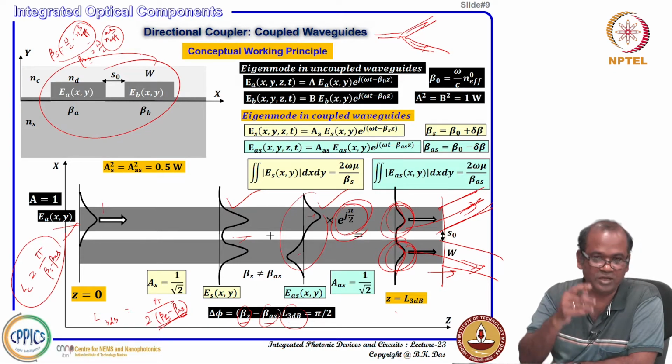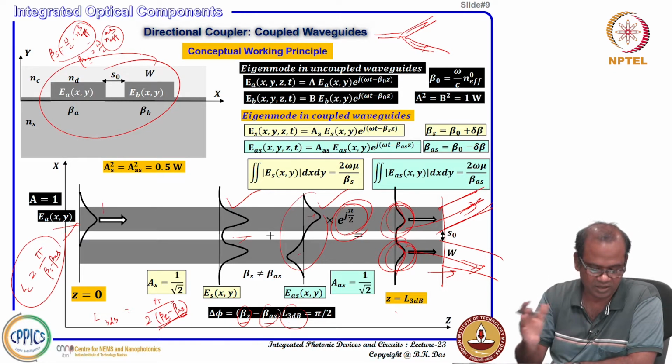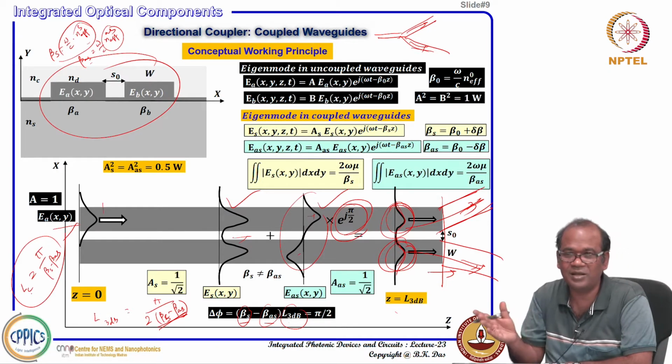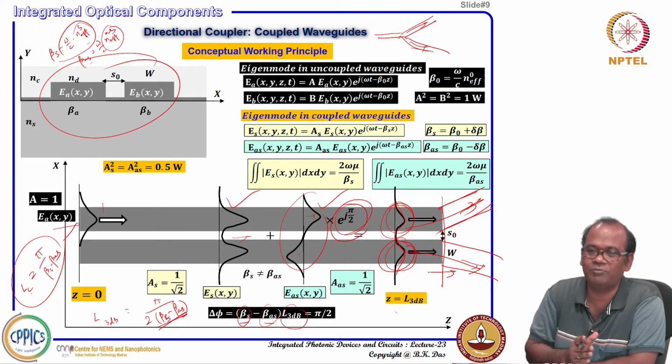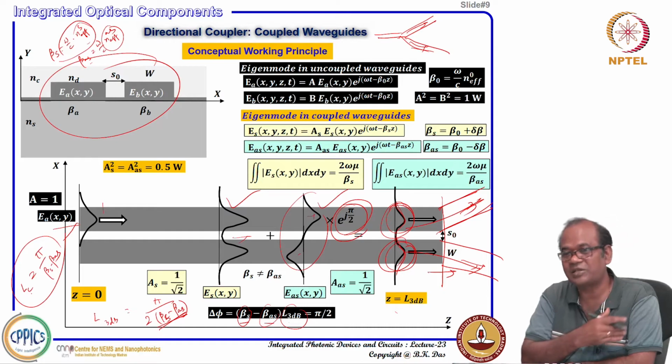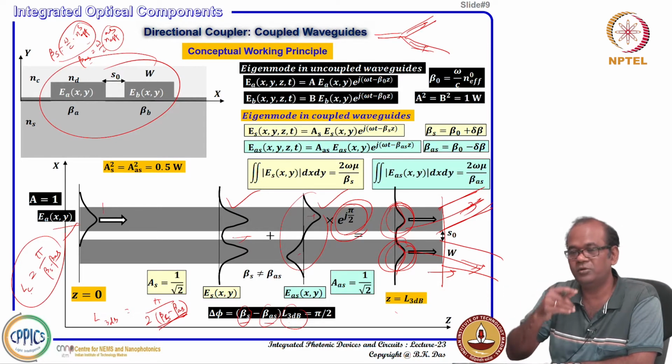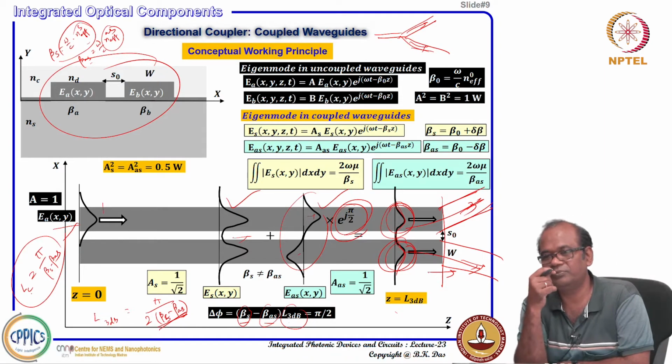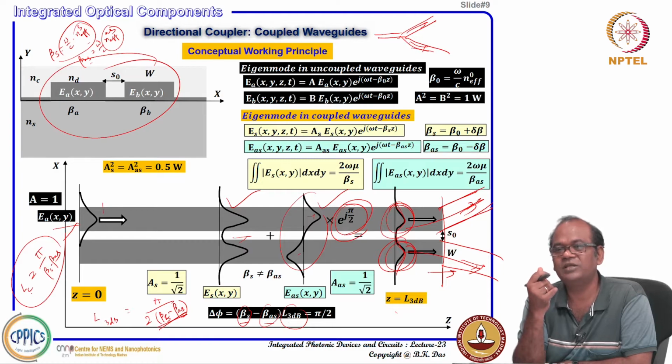Once you know the effective indices of the symmetric and asymmetric modes, you can calculate the length required for full coupling and the length required for 3 dB coupling. Then you can scale the length to find the length required to split power with a desired splitting ratio.